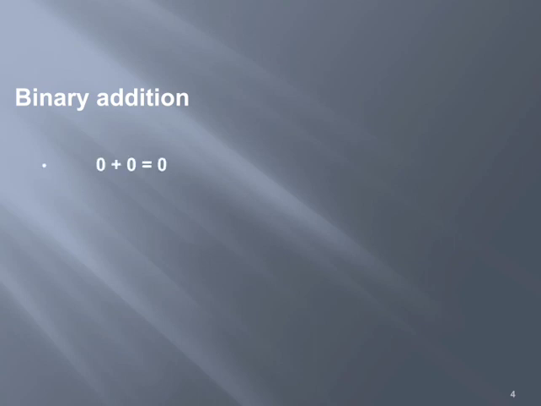So the first one is 0 plus 0, which is equal to 0, and 0 plus 1, which is equal to 1, and 1 plus 0 also equal to 1, and 1 plus 1.